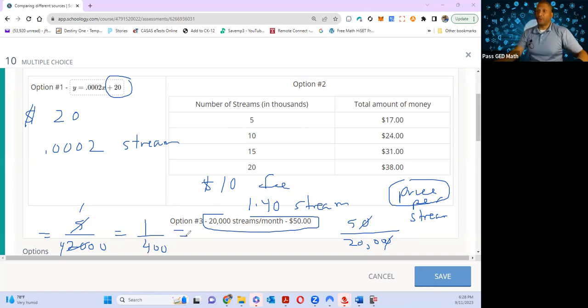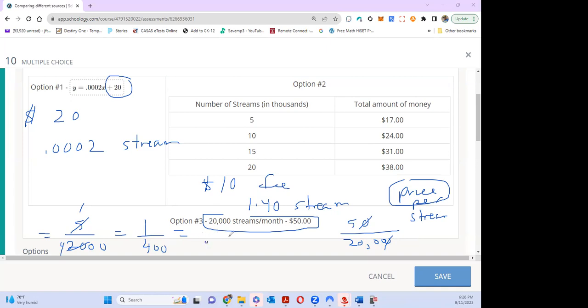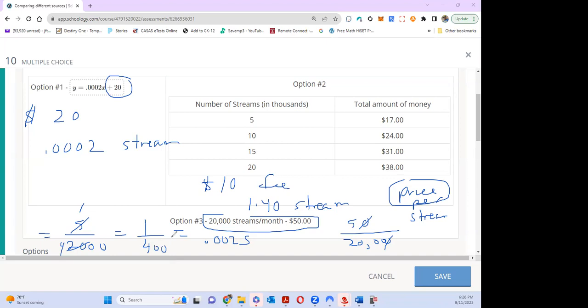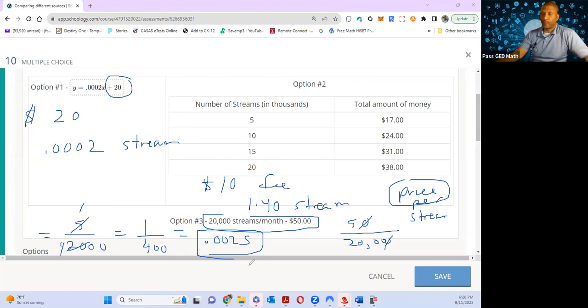What's 1 over 400? Anybody know? That's like 0.0025. Almost zero. You said 0.0025. How do we know? Because we know 1/4 is 0.25, but we divide by 400. So you move the decimal 2 places to the left. So here, each stream is going to cost you 0.0025. Here, each stream is going to cost you $1.40. Here, each stream is going to cost you 0.002.